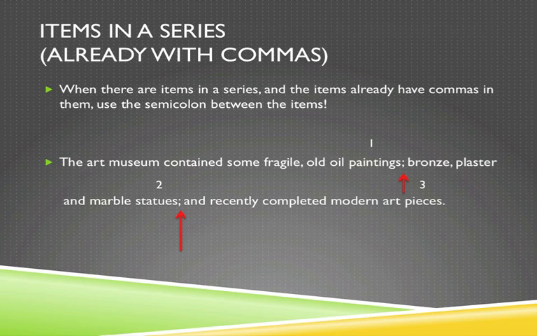So now the first item is fragile, old oil paintings; bronze, plaster, and marble statues; and recently completed modern art pieces. So now we still have our three items, but we're able to keep them a lot more clearly separated because we're using the semicolon rather than just the comma.